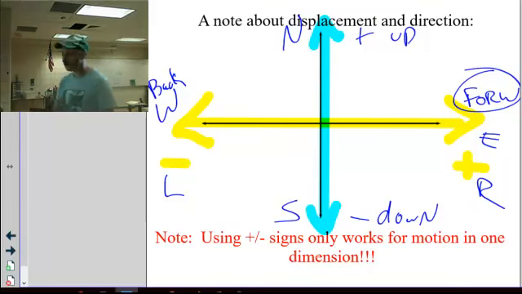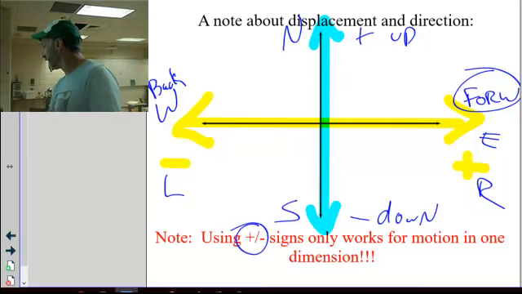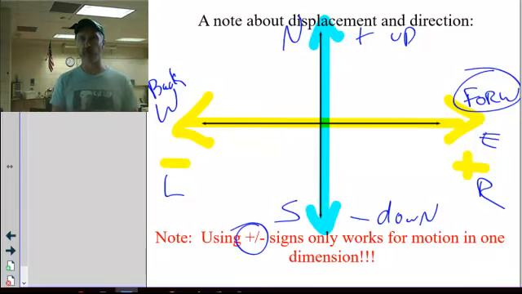Now, to be clear, please, please, please hear me say this. You can only use positive or negative signs to indicate direction if you're dealing with one-dimensional motion, okay?